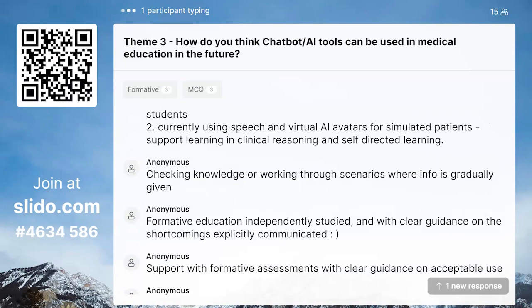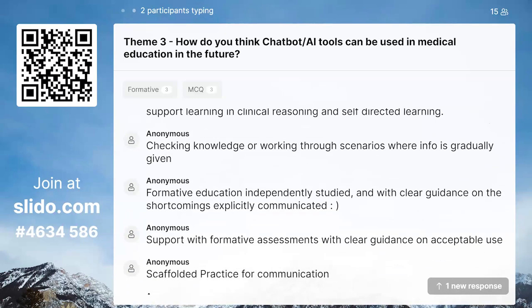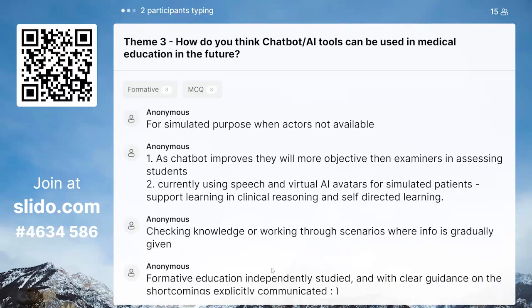Scaffolded practice, yes, in terms of constructivism. Formative education, independently studied with clear guidance on shortcomings. And then I'm just going to read these two points. As chatbot improves, they will be more objective than examiners in assessing students, currently using speech and virtual AI avatars for simulated patients and support clinical reasoning.